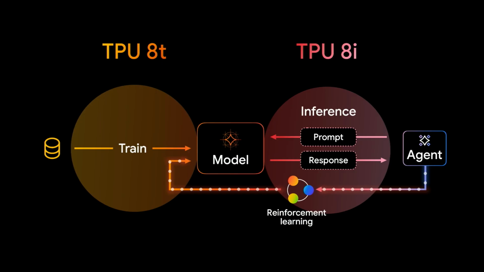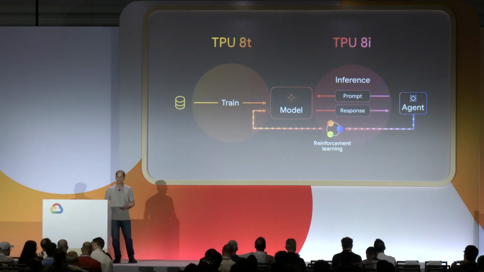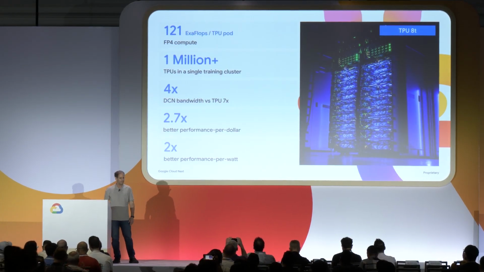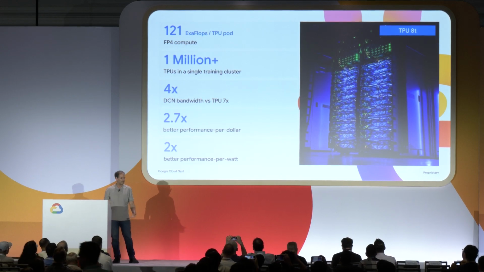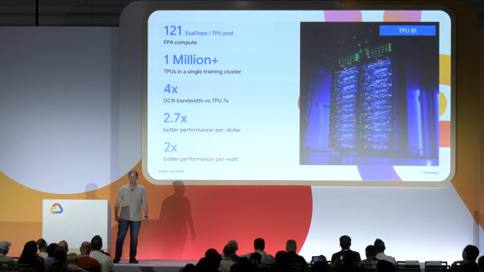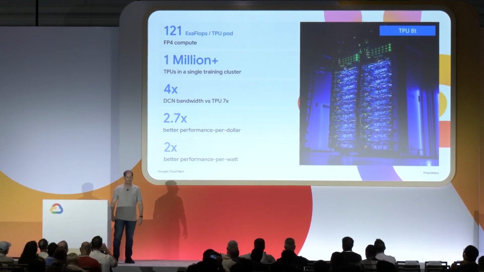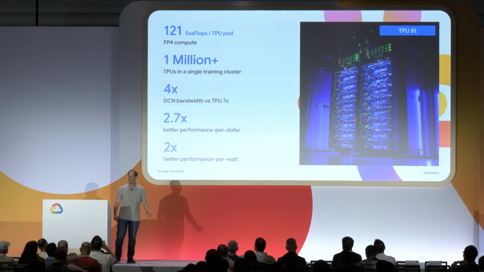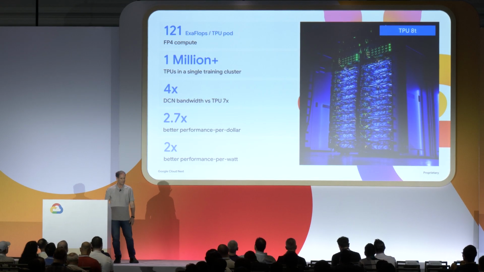We launched 2 different TPU versions. One is Zebrafish for training, and Sunfish for inference and RL. So we have training, inference, and RL with those new models. These chips are state of the art: 4 times better data center networking, 2.7 times better price performance, 2 times better price per watt, and we all know that currently getting a watt is quite hard.